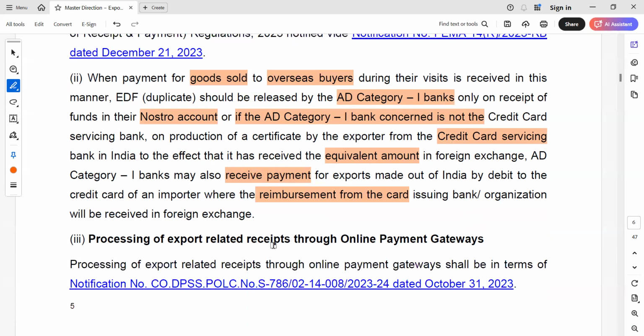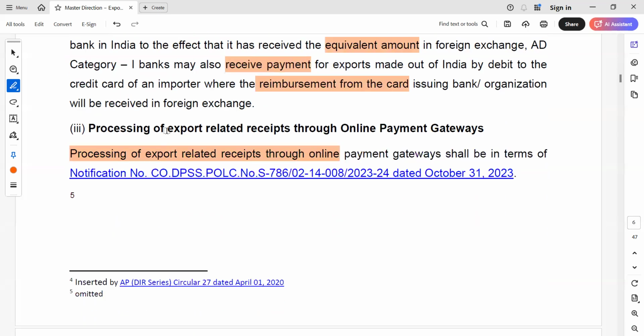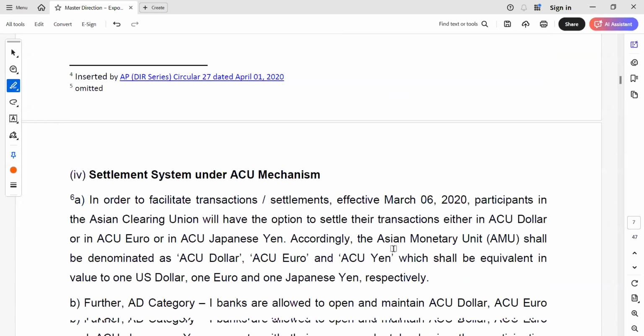Processing of export related receipt through online payment gateway. So this processing is there for export related to gateways that will be there. ऑनलाइन पेमेंट गेटवे से भी हम जो है एक्सपोर्ट के प्रोसीड्स ले सकते हैं.